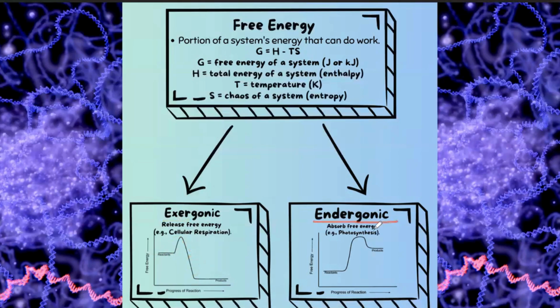Endergonic is a little bit different. That's when energy goes in. For example, we have reactants and they go to products. Well, you can see that the products have more energy. Energy went into the reaction. So examples of this endergonic, or energy going in, include processes like photosynthesis. And exergonic, when we release energy, would be something like cellular respiration.